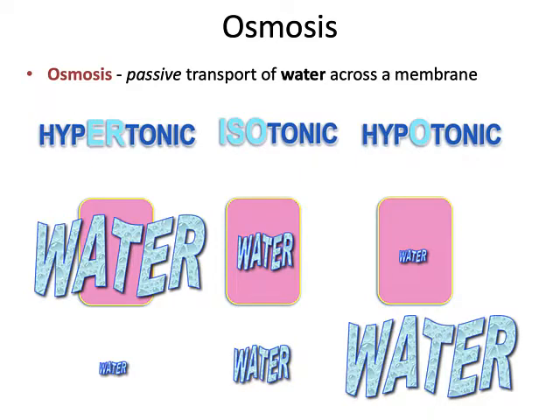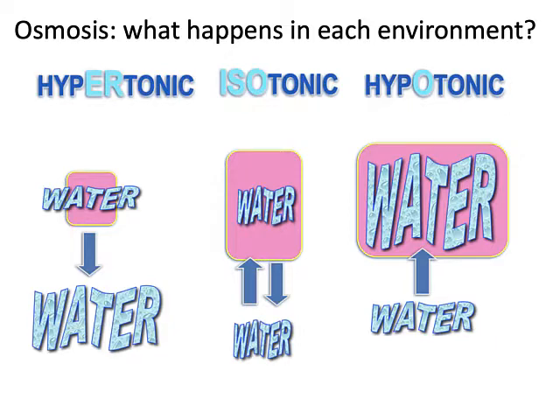Osmosis is a passive transport of water molecules specifically across the membrane. And there are three ways that we need to describe the movement of water. We've got hypertonic, isotonic, and hypotonic. And these all refer to the environment in which we place our cell.